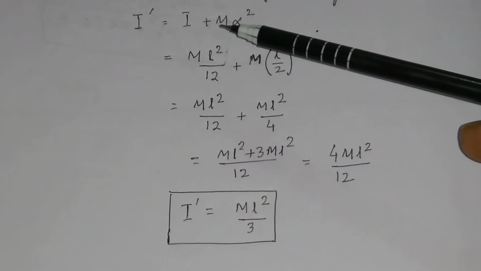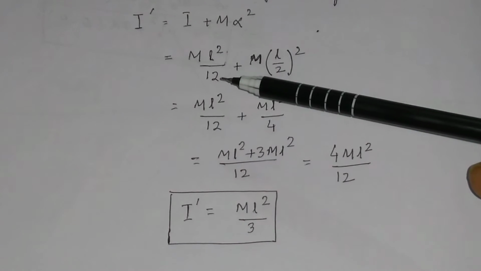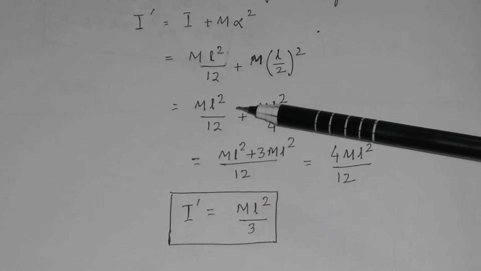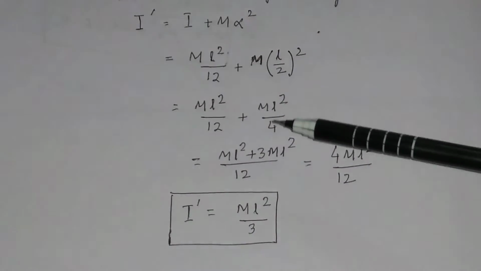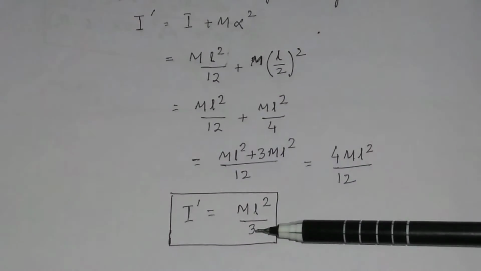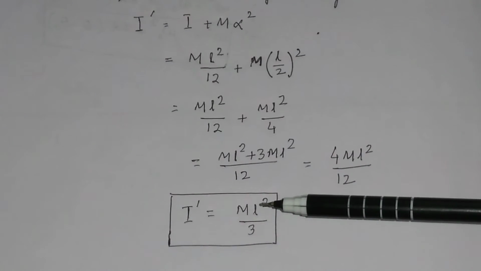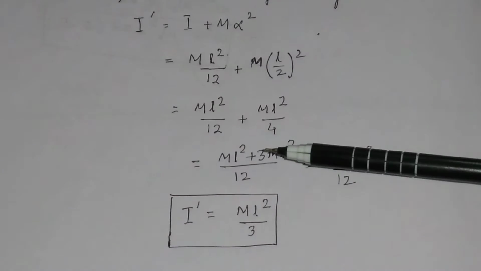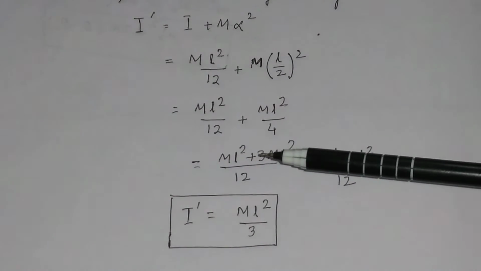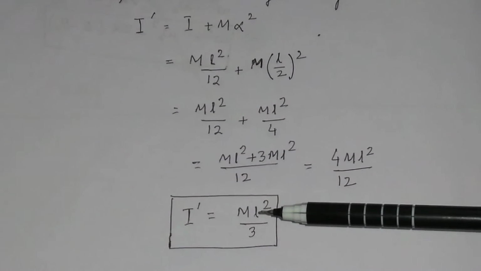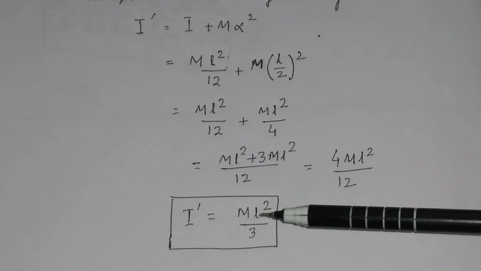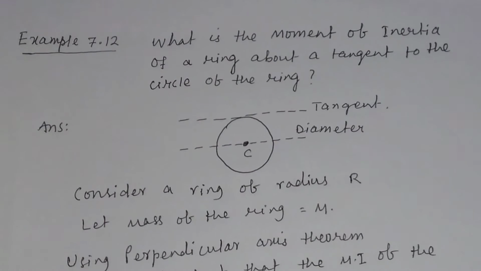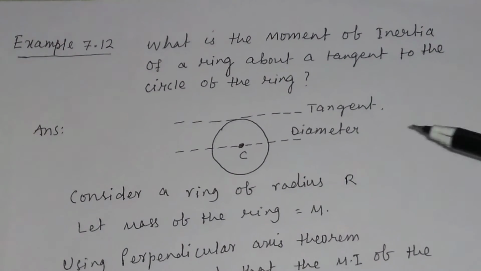So if we substitute I equal to mL square divided by 12 and alpha equal to L by 2, and calculate it, then that will be equal to mL square divided by 3. So the moment of inertia of a rod of mass m and length L about an axis perpendicular to it through one end is given by I dash, that is equal to mL square divided by 3. Now let us discuss another problem on parallel axis theorem.